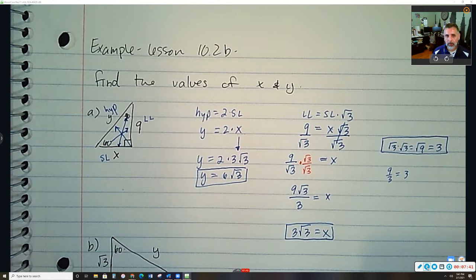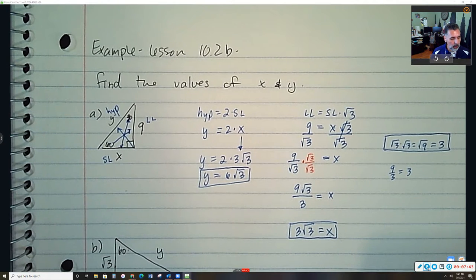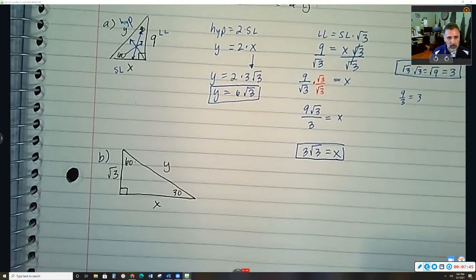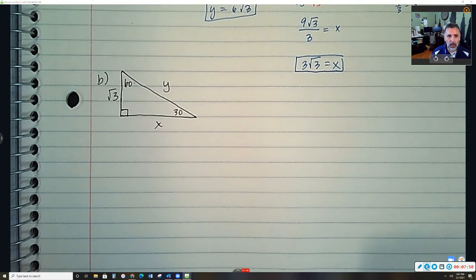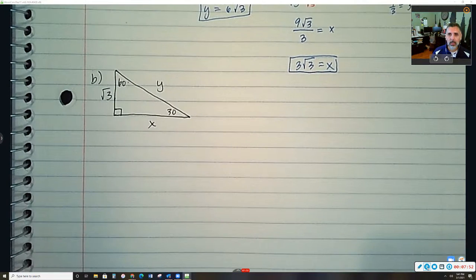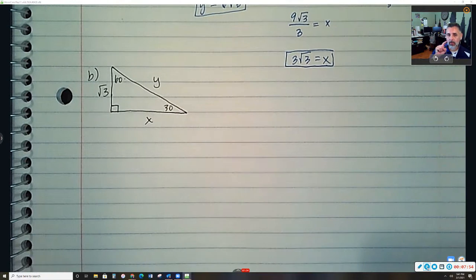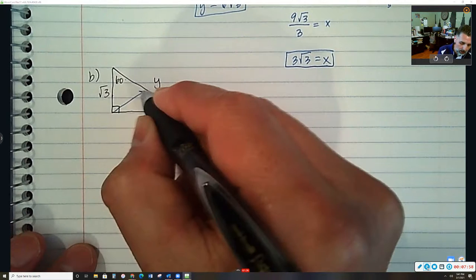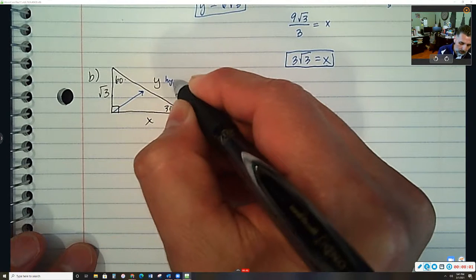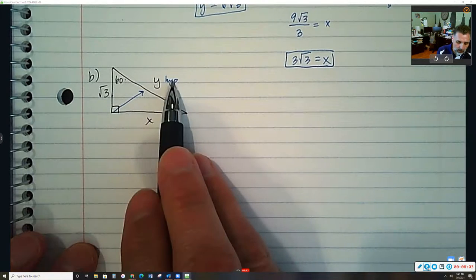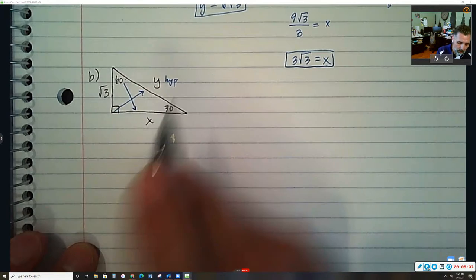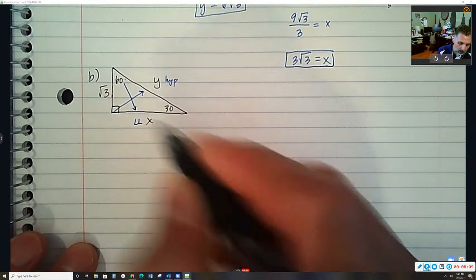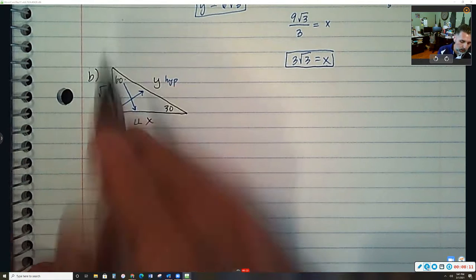Okay. So let's move on to the bottom example. So this is the bottom example. Again, the first thing you want to do is identify the sides. This side is the hypotenuse. The hypotenuse is y. Across the 60 is x. So this is the longer leg. So this one over here must be the short leg.